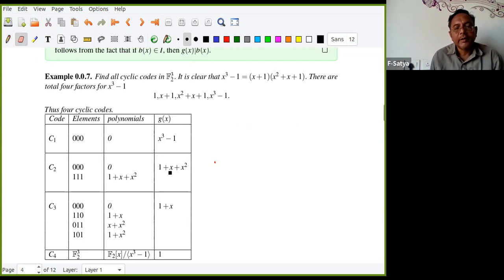Now look at 1 plus x square. How do you convert it this way? As a vector in F2 power 3, this polynomial corresponds to 1 0 1. Now what is the other vector? The 0 vector, 0 0 0. These two together form a cyclic code. Now this is a generator polynomial in this ideal.